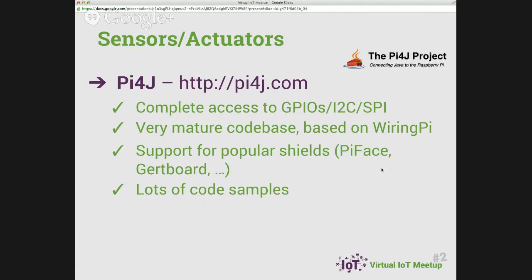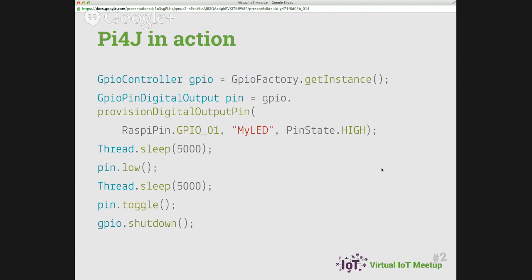These guys basically do analog. For example, you may know that there's no ADC in the Raspberry Pi, so you can actually use external boards and have support for that in Pi4j. It has lots of code samples, and actually one code sample would be like this. So yeah, basically just a couple lines of code.